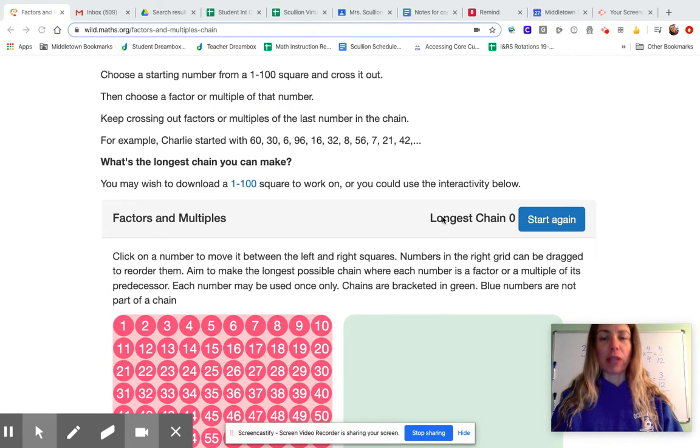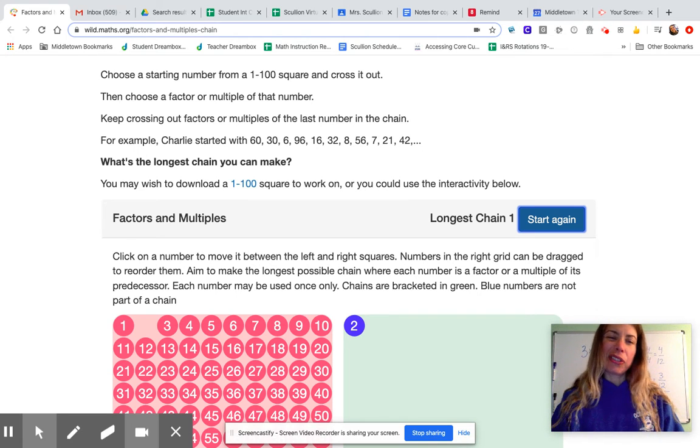you have to make the longest chain possible by taking these numbers here and dragging them over to the other side. I'm just going to start easy with the number 2. I'm going to grab the number 2 and drag it over here. Now I have to think, what's a factor of 2 or what's a multiple of 2? And I'm going to attach it to that 2 to start my factor and multiple chain.